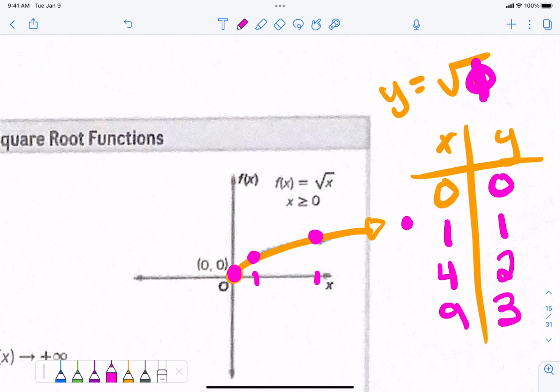Now, question. I've asked this before. Why does he not go back this direction? Right, we know you can't take the square root of a negative. What happens when you take the square root of a negative? It's i. They're imaginary. Perfect. So he's only going to start there and he's going to go on forever, right?